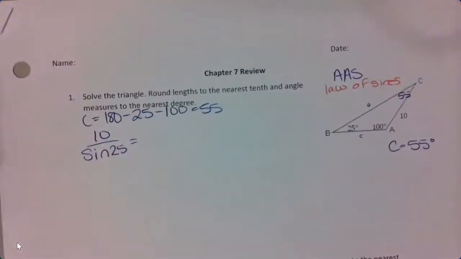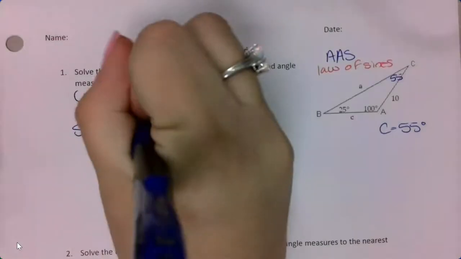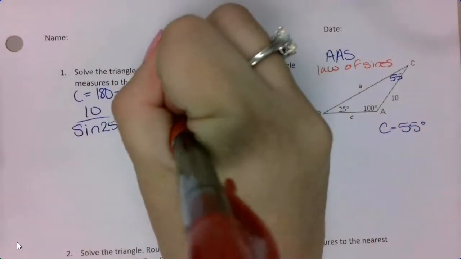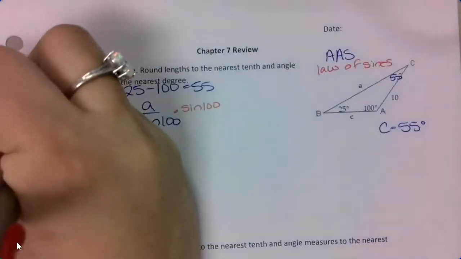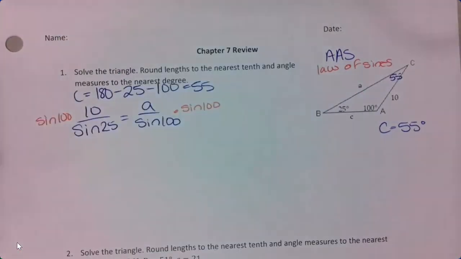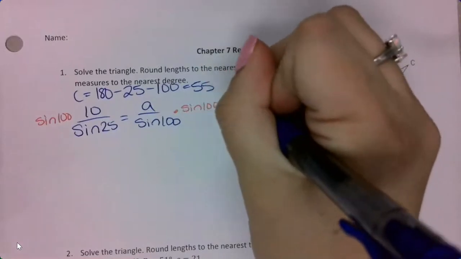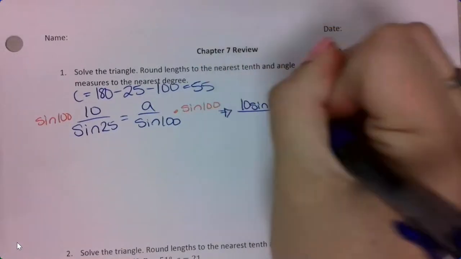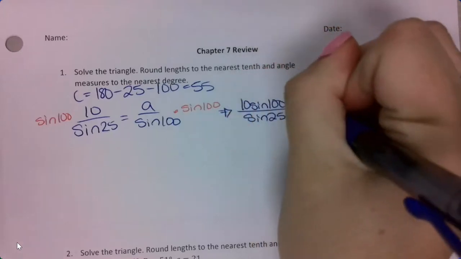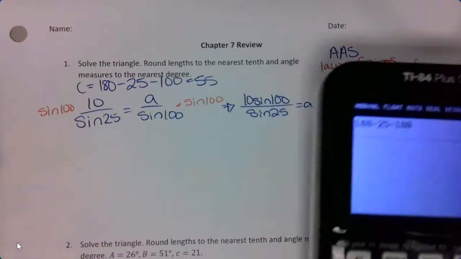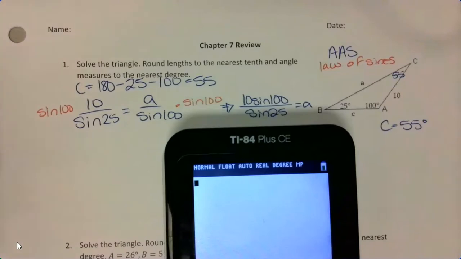So going back, I'm going to start off by solving for my side length A. I know my angle here is 100 for A. So to isolate my variable, I'm going to multiply both sides by sine of 100. This is going to give me 10 sine of 100 over sine of 25 equals lowercase a. Remember, lowercase letters are side lengths, capital letters are angle measures. So I am going to type this into the calculator. 10 sine 100 divided by sine 25.